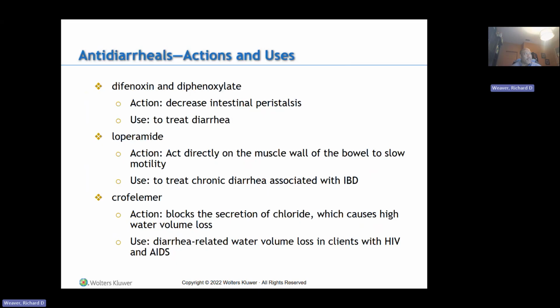All right, so let's take a look at the antidiarrheals, in particular, the actions and uses. The antidiarrheals are used in the treatment of diarrhea. We're trying to prevent diarrhea. A couple of the medications, Motofen or difenoxin, also diphenoxylate or Lomotil. Lomotil is pretty common. Are chemically related to opioid drugs.